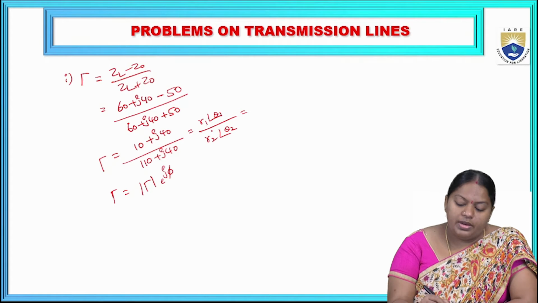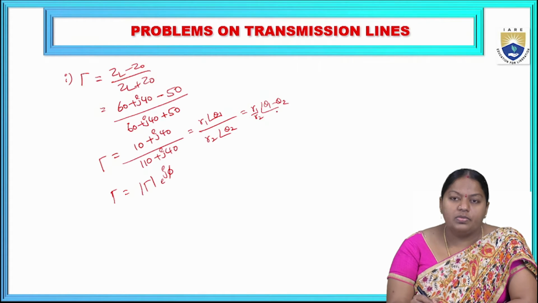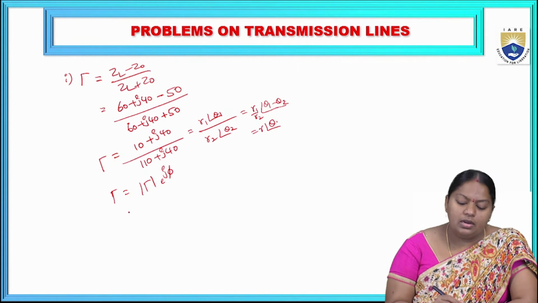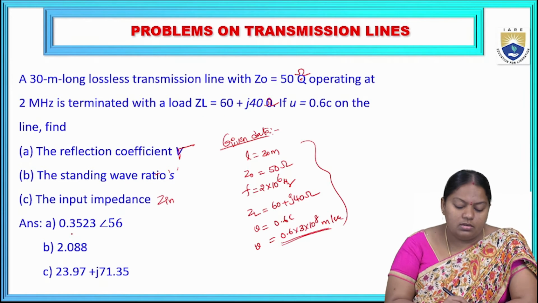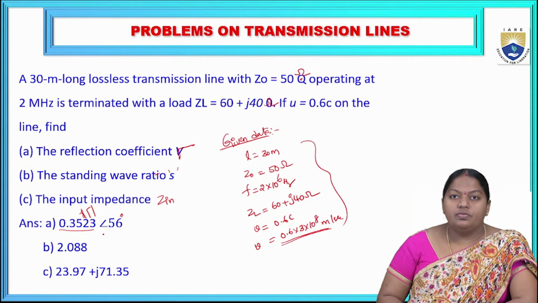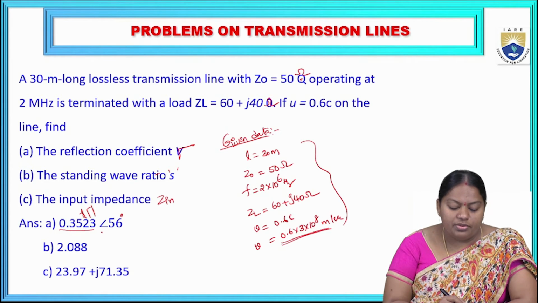Now, according to division, the magnitudes are divided and the phase angles are subtracted, so we get R1 by R2 at an angle of theta 1 minus theta 2. From this we get R at an angle of theta. That value is 0.3523 at an angle of 56 degrees. This is the value of modulus of gamma and e power j phi. So the modulus of gamma is 0.3523.